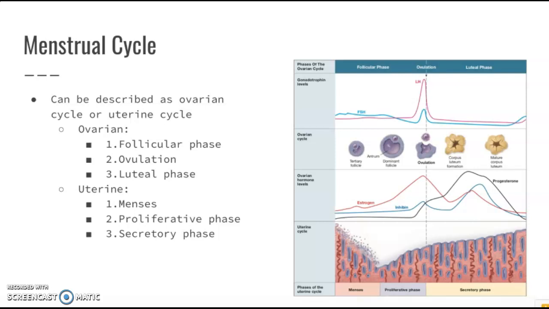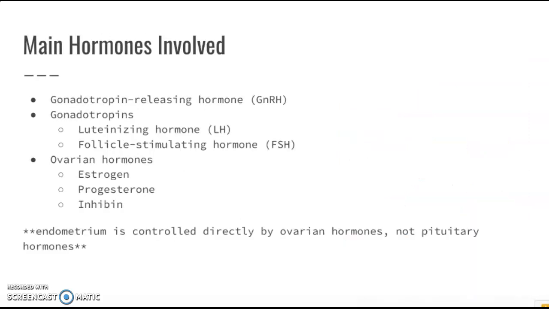And if no pregnancy occurs, the superficial layers of the secretory endometrium are lost during menstruation as the uterine cycle begins again. And then there are a few main hormones involved in these cycles.